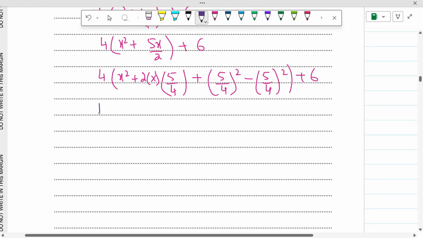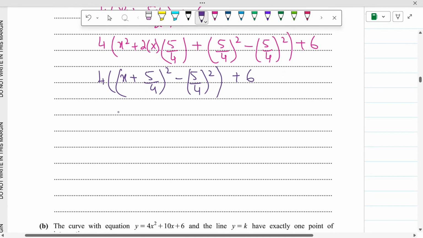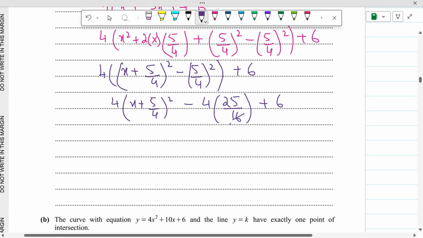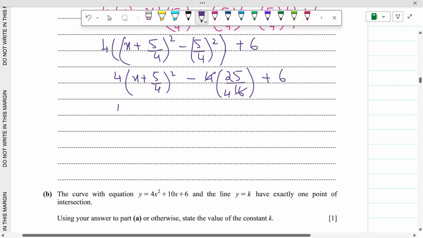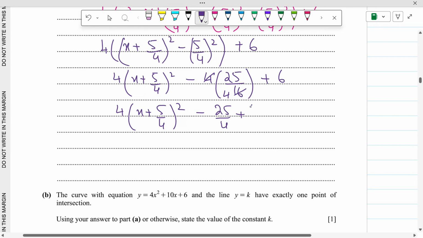Further solving, we will have 4 times [(x + 5/4)² − (5/4)²] + 6. Now multiplying by 4, we will have 4(x + 5/4)² − 4 times 5²/4², where 5 squared is 25 and 4 squared is 16, plus 6. So this one will be 4. We will have 4(x + 5/4)² − 25/4 + 6.